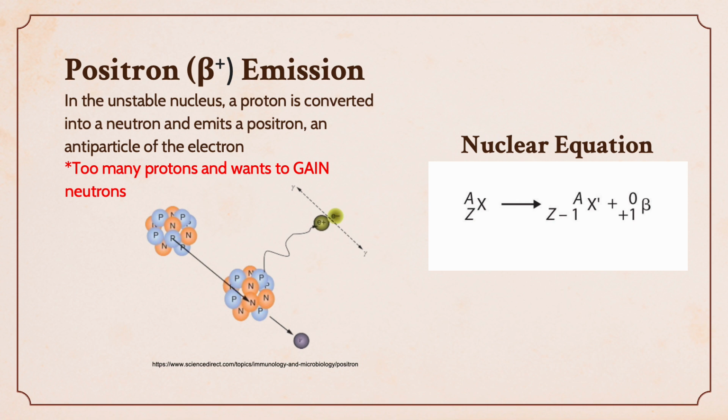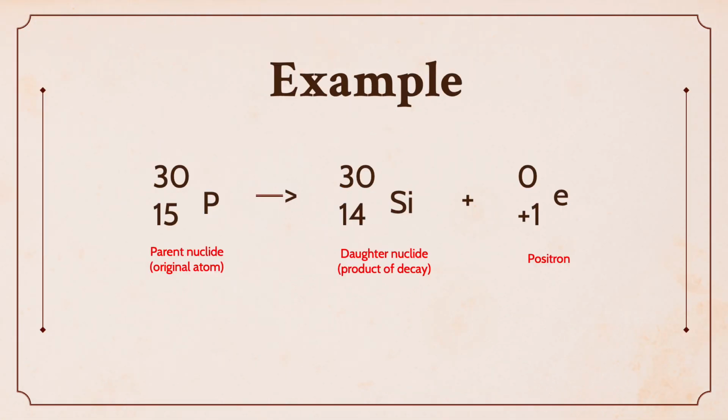Here we have an example of a nuclear equation. We should go see an example on how it could be different from a beta minus decay. Here we have our parent nuclide phosphorus-30 and our resulting daughter nuclide silicon-30. We notice that just like in beta minus decay, the mass number stays the same. However, the resulting daughter nuclide loses 1 proton instead of gaining 1 proton.